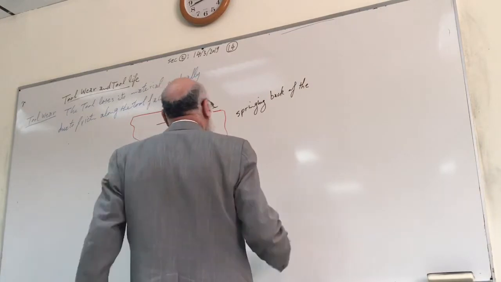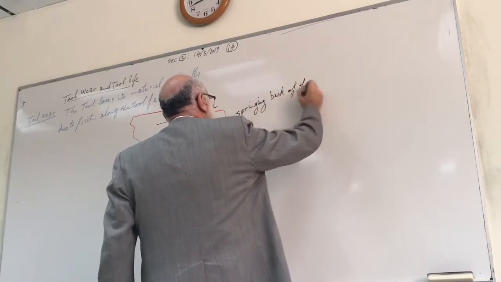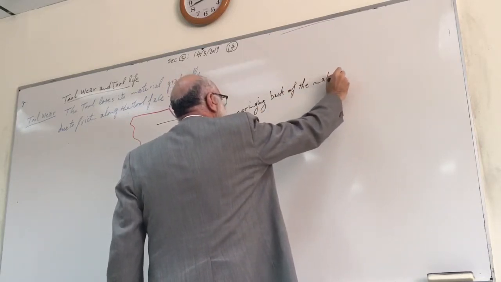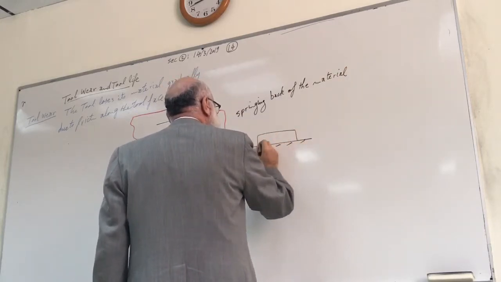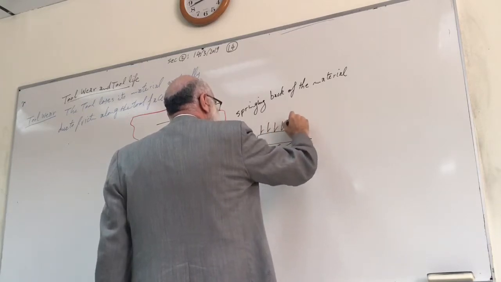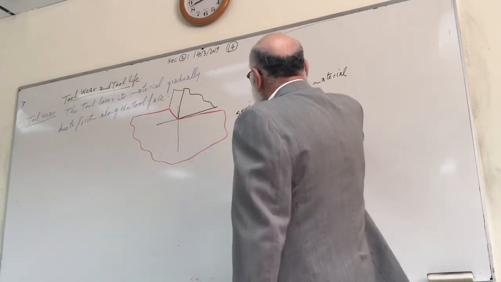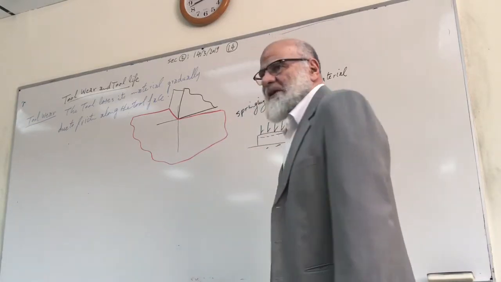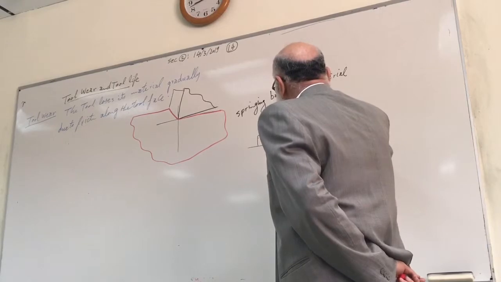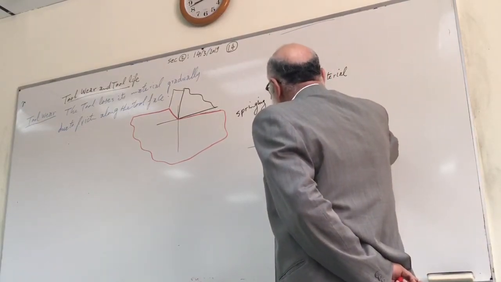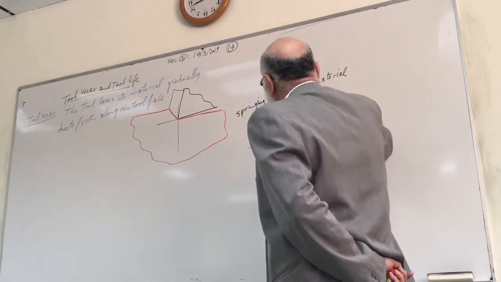To collect this discussion together: springing back of the material is like the eraser. If you have an eraser like this and you press it down, it will deflect like this under the pressure. But when you remove the pressure, it will restore its original shape again. Right? This deflection is called springing back, if it can restore all of it.